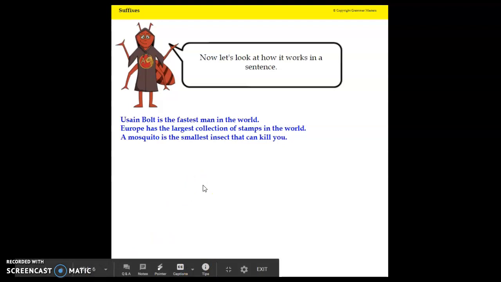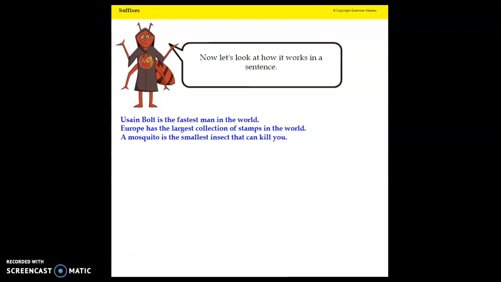So when you've added the est suffix to the adjectives, how does it change the meaning? So by adding the est suffix, it adds the meaning most to adjectives. So here we can see Usain Bolt is the fastest man in the world. Europe has the largest collection of stamps in the world, and a mosquito is the smallest insect that you can find.